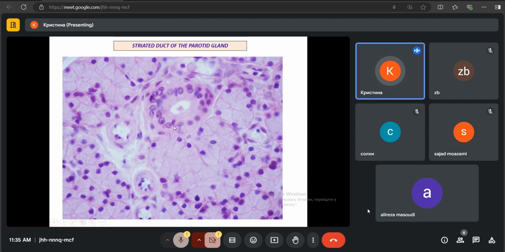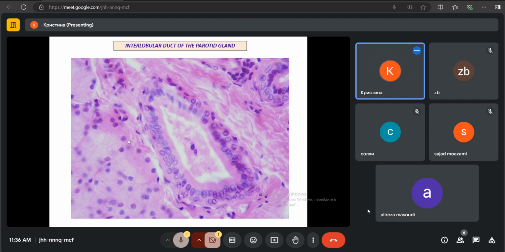This is again the striated duct because of the color of cytoplasm, which is more oxyphilic than the cytoplasm of the serocyte. These are the arterioles because of the concentrically circular located nuclei of smooth muscle cells.